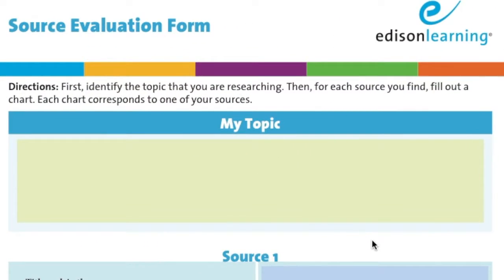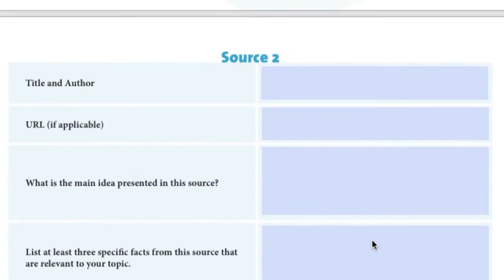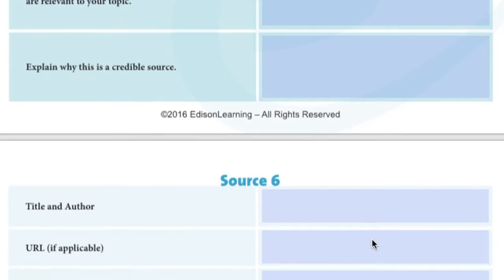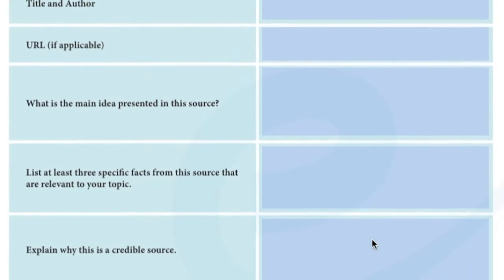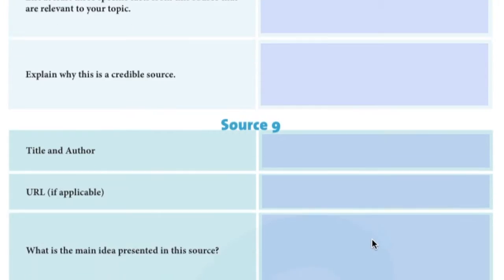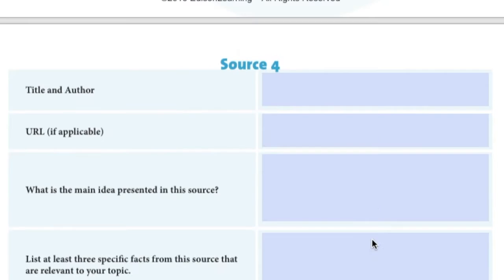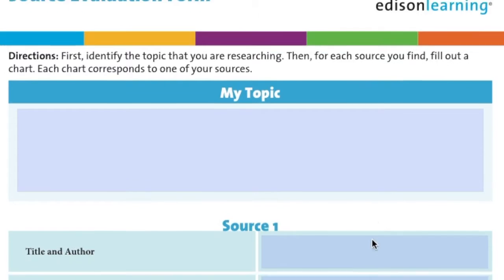So let's get started. Here we have our source evaluation sheet. As I scroll down, you can see that there are 10 sources that you can find for your paper. I always suggest finding as much as you can because it's easier to take away than to add later on in the writing process. However, for this assignment, I expect to see at least 4. So we're going to start off up top here, and I'm going to go through one source with you.